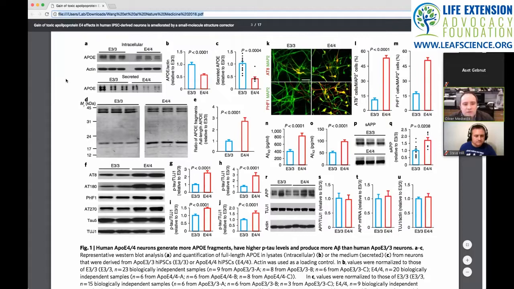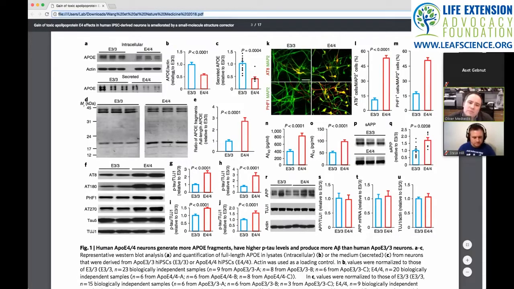And they use a cocktail of factors and basically created neurons. So they want to now characterize them and show that they are indeed functioning the way they're supposed to be functioning. So this is all characterization. So these are a lot of blots. These are Western blots, and these blots are just probing for proteins. Actin is a control. ApoE, E3 variant, E4 variant. And you can see that it is being expressed. There's secreted form. There's internal form.